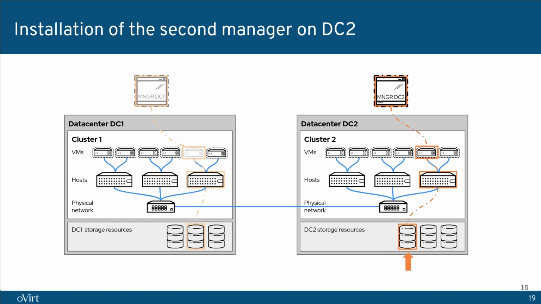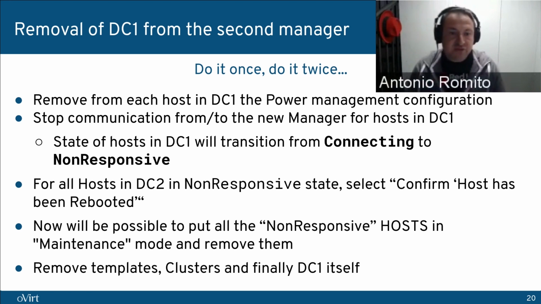If you take a look at the schema, we have successfully reached the situation specular to the initial one. We have one Rev manager that handles 2 data centers, but now the manager is running on Data Center 2. Now we are going to repeat the procedure already done in step 1. We are going to remove from each host in the Data Center 1 the power management configuration.